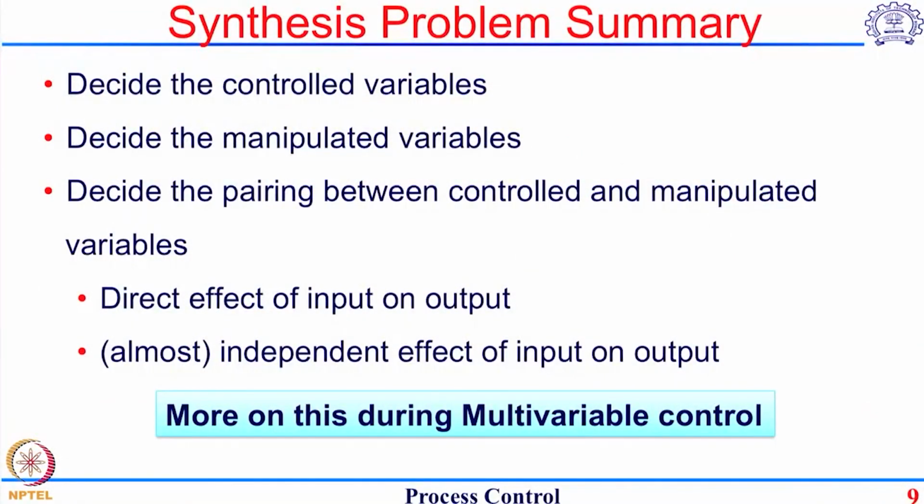As I said, this is a very active area of research, and there are sometimes heuristics which are followed in order to go about the pairing and the type of controller. So just to summarize, what we do in the synthesis problem is you decide what are the controlled variables, what are the manipulated variables, and then how do you pair them. So we'll right now restrict only to multi-loop seesaw control strategy. So you have to select which particular input is used to control a particular output.